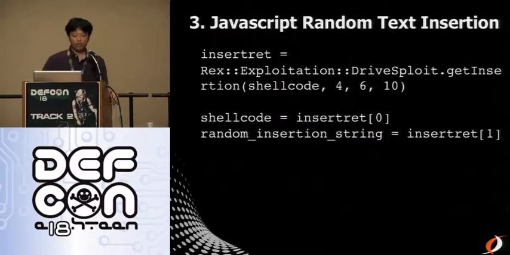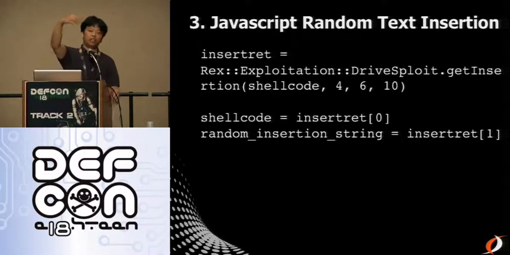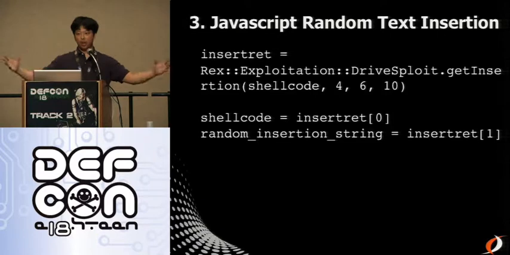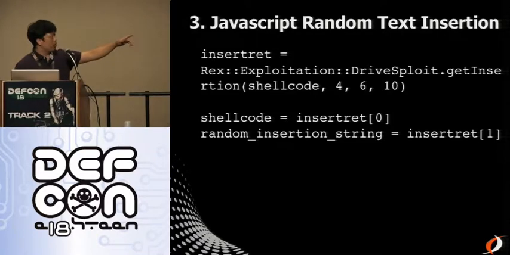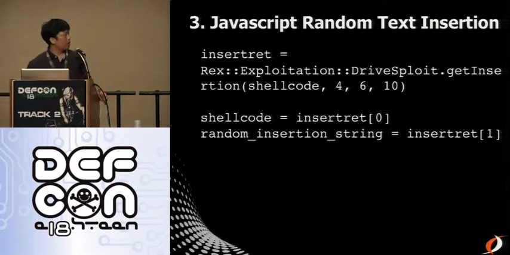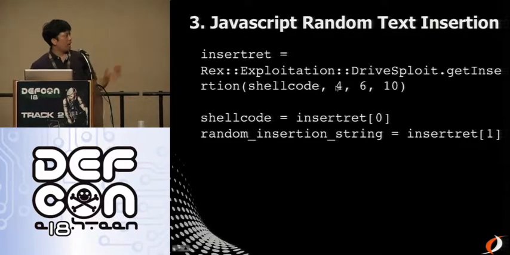The third one is JavaScript random text insertion. And it's also very commonly used in the wild. What we want to do here, the goal is not to beat antivirus. The goal is to simulate what's being used in the wild so that we can compare technologies. So this function call would ask Drivesploit to generate a random four character string and then insert it into the original string for every 6 to 10 characters.